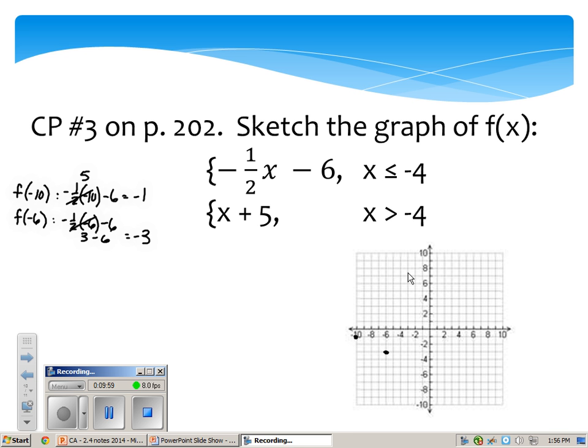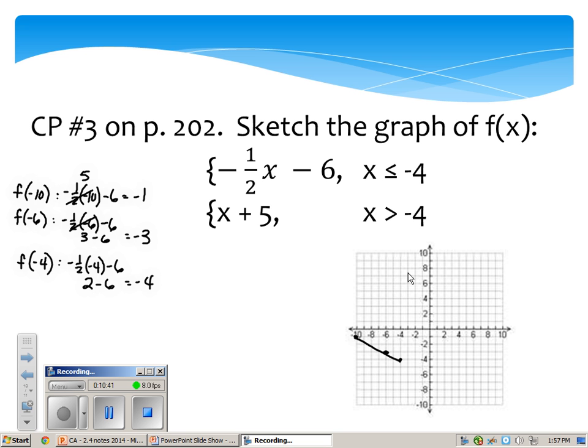Let's do another one. Let's do -4 itself. Since that top function is for less than or equal to -4, we are still using that top function. So -1/2 times -4 is 2, minus 6 equals -4. So it looks like we're going to have a straight line from -10 to -4. And those are going to be closed dots along there because the -4 was included in the x values.